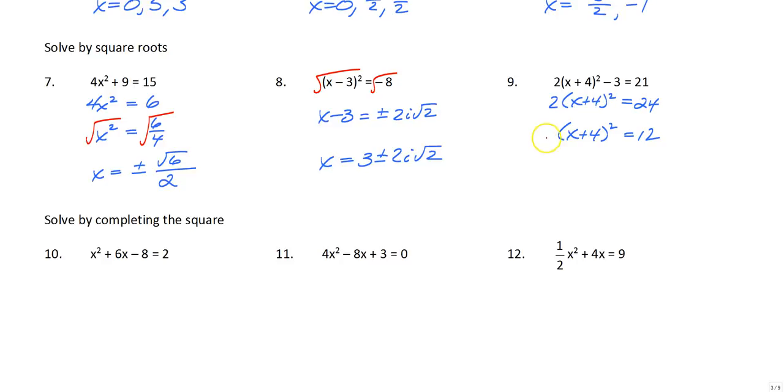Once the parentheses are by themselves, you need to get rid of the squared symbol by square rooting both sides, leaving you with x plus 4 is equal to plus or minus 2 root 3. You must simplify the square root of 12. And then subtract your 4, and x is equal to -4 plus or minus 2 root 3, and you are good to go.